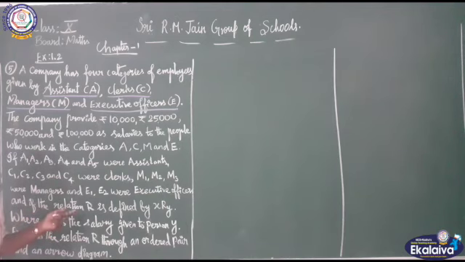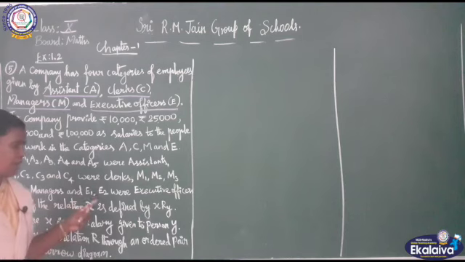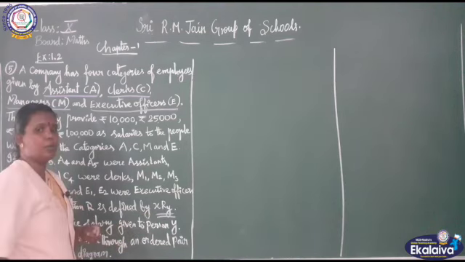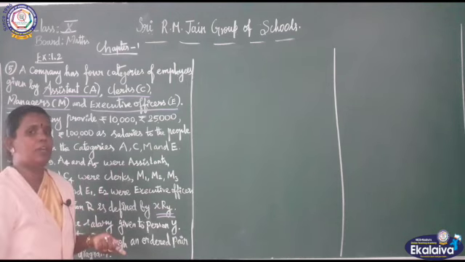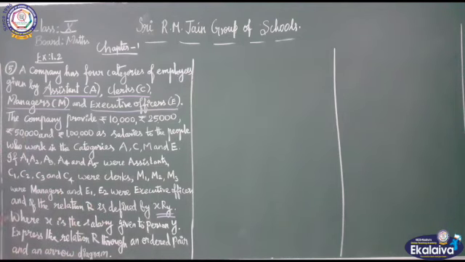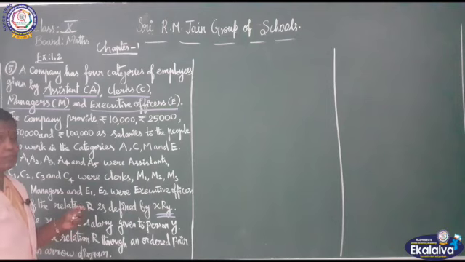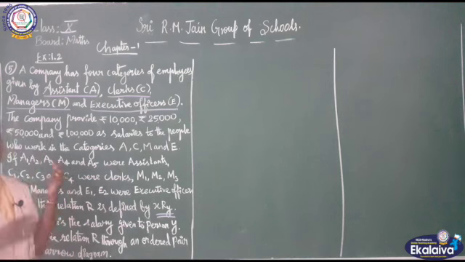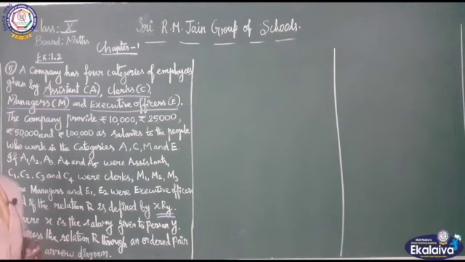Now we are going to frame a relation R, which is defined as x R y. Already told, the relation has to be defined from A to B or B to A. Here they mention the relation in terms of x R y, where x is the salary given to the person y. So salary 10,000 is given to assistants, salary 25,000 to clerks, salary 50,000 to managers and salary 1 lakh to the executive officers. Express relation R through an ordered pair and also an arrow diagram.